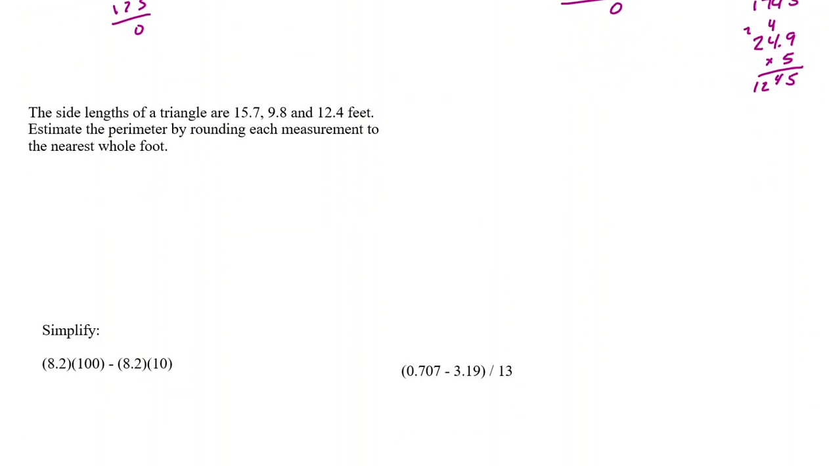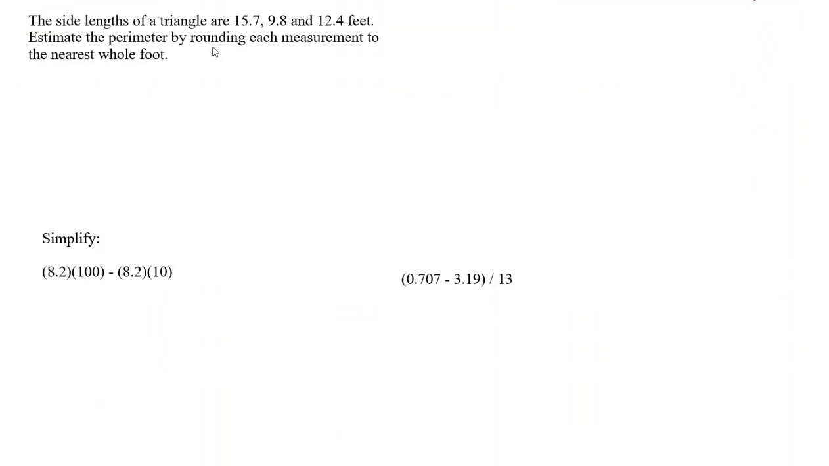to a word problem here. The side lengths of a triangle are 5.7, 9.8, 12.4. Estimate the perimeter by rounding each measurement to the nearest whole foot. So I'm going to take each measurement, round to the nearest whole foot. So this is going to be 6, this is going to be 10, and this is going to be 12. Okay, so I rounded up twice and down once, and this is now really easy to add together. 28 feet.